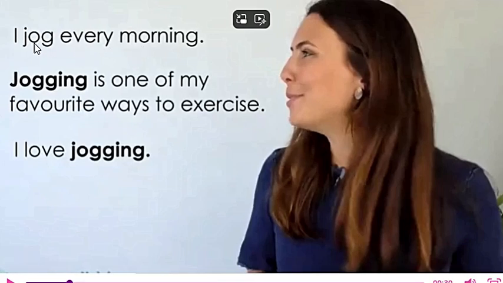Jog here is a verb, but I don't want to use a verb. I want the noun of this verb. So I can say jogging is one of my favorite ways to exercise. So jogging is the noun from the verb jog by adding ing. And the meaning of jogging, al-harwala, okay? Or you can say, I love jogging. Jogging also is not a verb. It became a noun because we add ing.